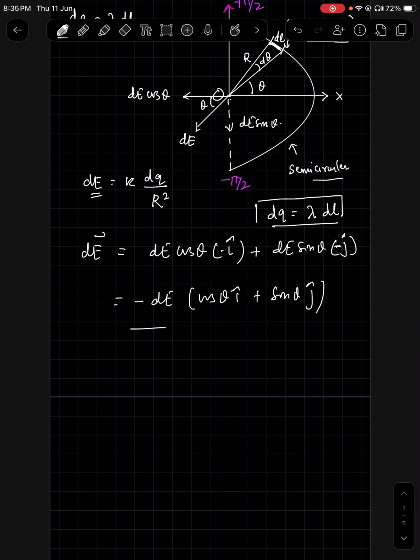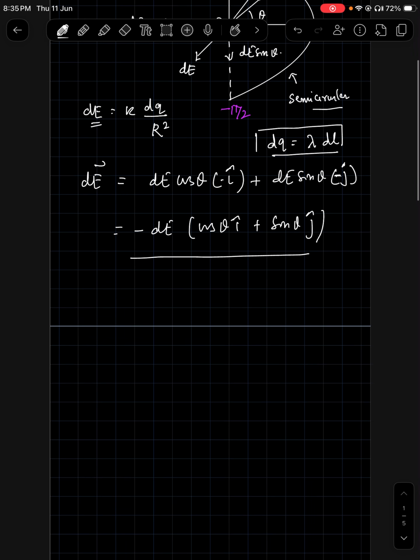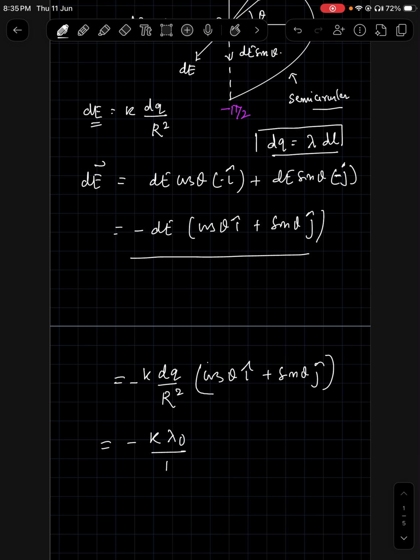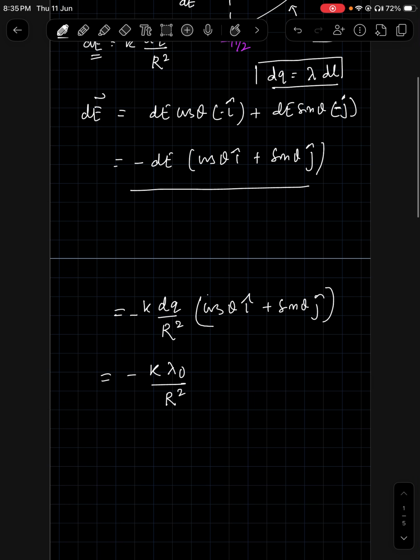So now we are going to integrate them. First of all, I am going to write k dq by r square in place of dE, times cos theta i cap plus sin theta j cap, right? And dq is lambda dl, and lambda is lambda naught sin theta. So I'm going to put everything here: lambda naught sin theta, then dl is r d theta, then the factor cos theta i cap plus sin theta j cap, right?